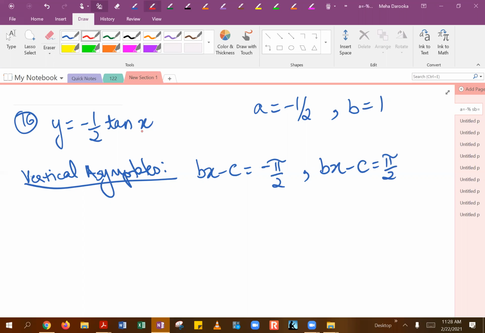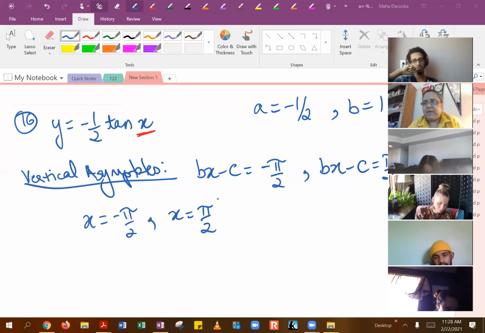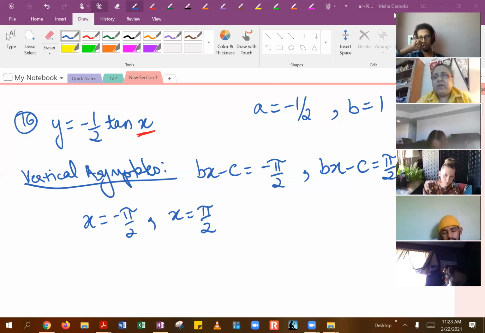For our function, your bx minus c is just going to be this x value. So honestly, all you are doing is taking that x value and setting it equal to negative pi/2 and x equal to positive pi/2. Obviously we have no equation to solve in this case because you already have x by itself. So they by default tell you where your vertical asymptotes are going to be.